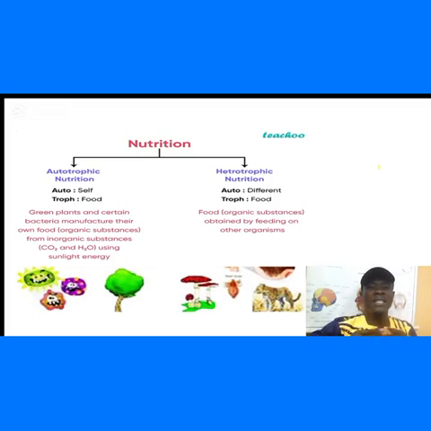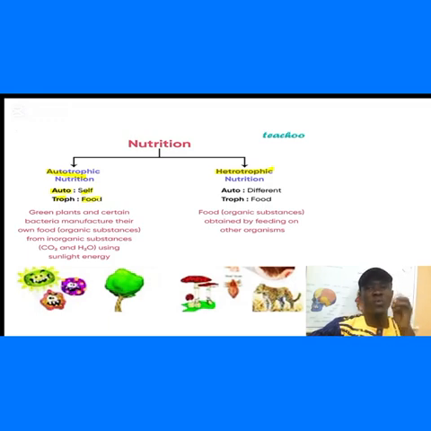We have two main types of nutrition. We have the autotrophic and we have the heterotrophic. The spelling for the heterotrophic, it is heterotrophic. The autotrophic, the auto means self, and the troph is talking about food or feeding. So autotrophic nutrition, the organisms here we call them autotrophic organisms.